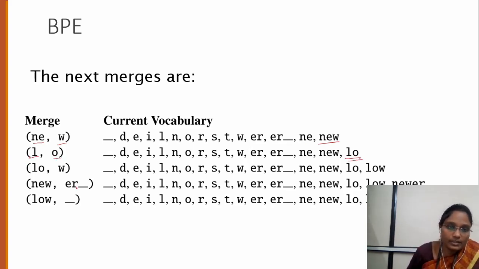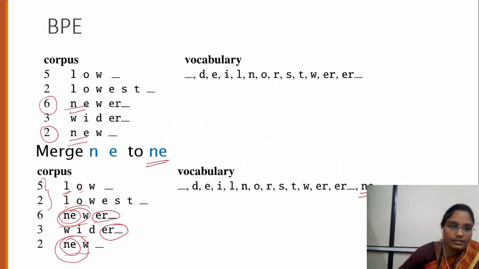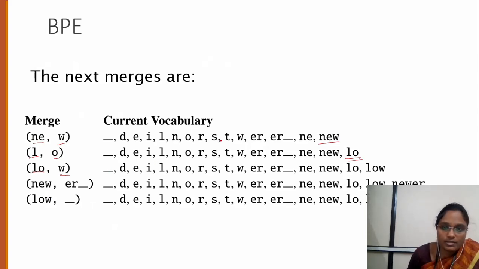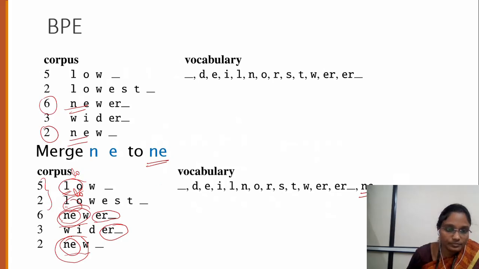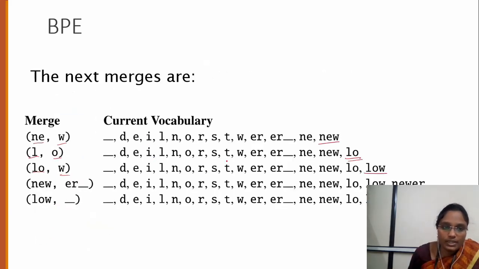Then when you get LO and W together again, you could see, so now this would be replaced with LO, and so LO and W together again we'll be getting 7 times. So again that is merged and we update in the vocabulary. Similarly, new and ER underscore, so new already we have combined, so that will be available for 6 times. So that becomes again a new word, and then low and underscore.